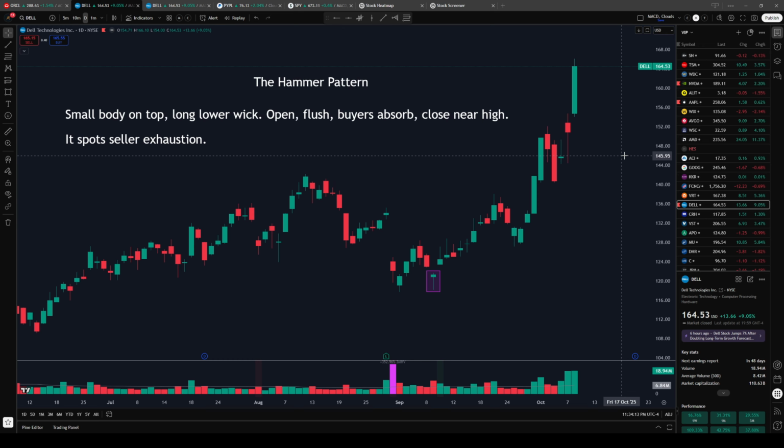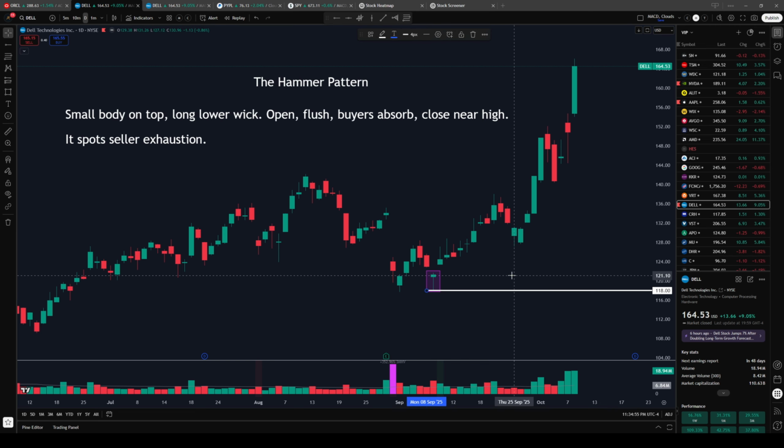There's a small body on top, the long lower wick. Open, flush, buyers absorb the flush, and we close near the high. It spots seller exhaustion. If you look at the chart over here, we have a hammer highlighted on Dell's daily chart. The trigger is a break of the hammer high. So right here. The next day it gapped up, never even came back, and gave you a chance to retest it.